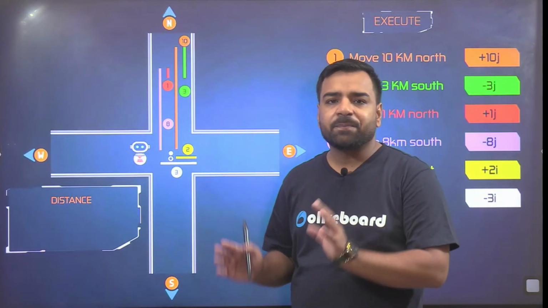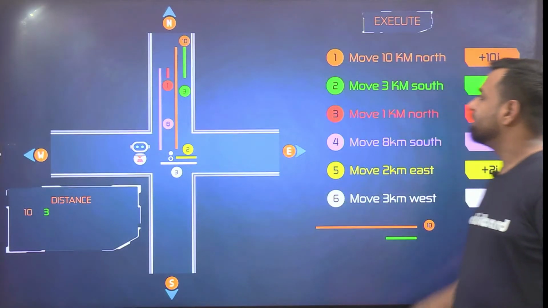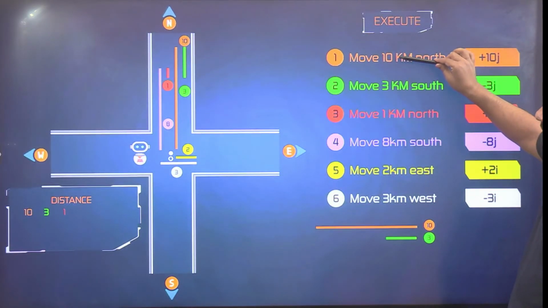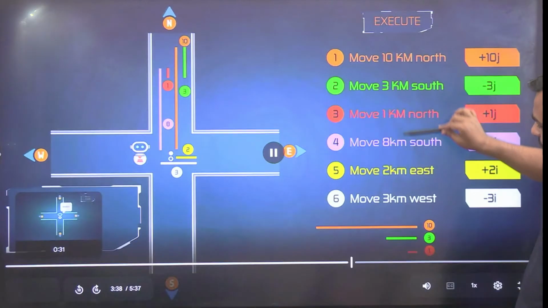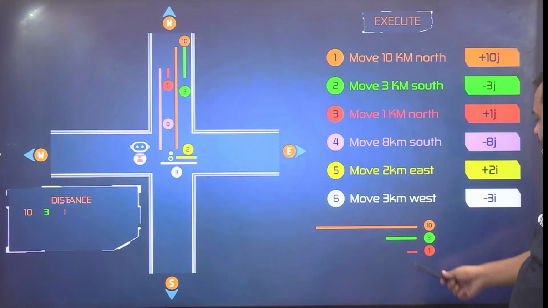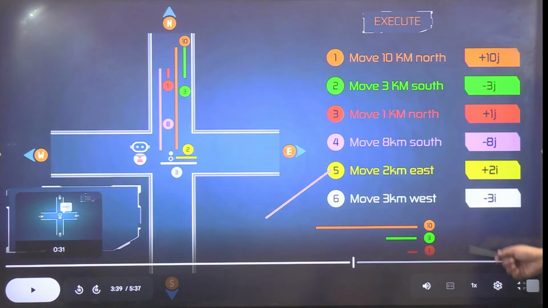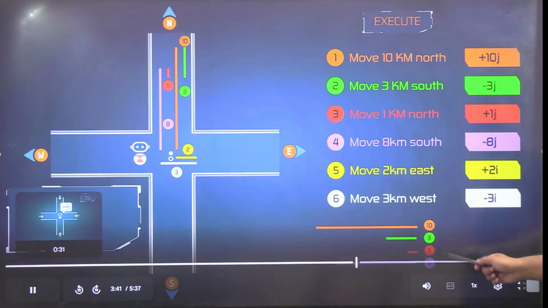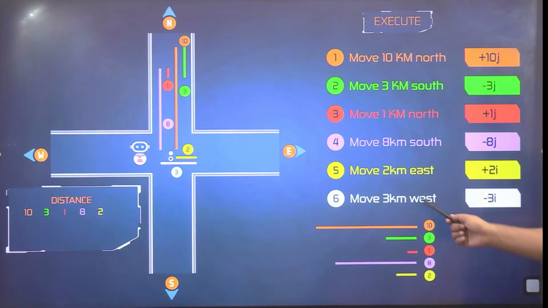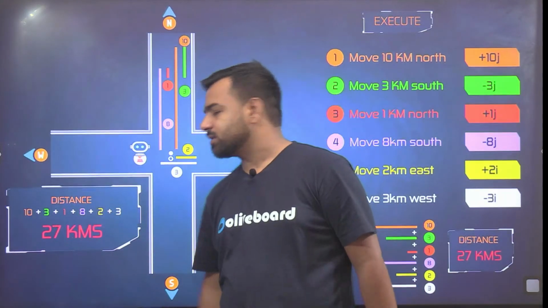But this was about displacement. What about distance? In the distance, we'll not include any direction. So that will be the total path. So that's path length, that is 10 plus 3 plus 1 plus 8, then 2, and finally the 3. So the total distance will be 10 plus 3 plus 1 plus 8 plus 2 plus 3, that is 27 kilometers. So 27 kilometers is the total distance that is traveled.